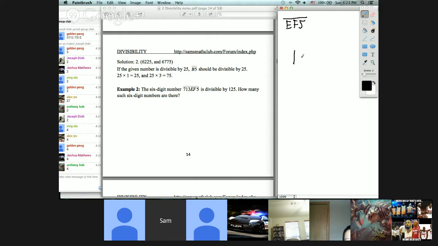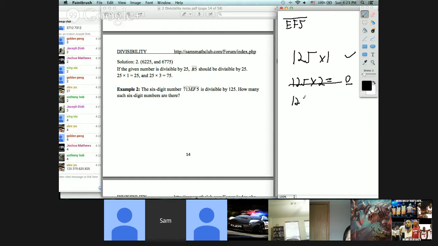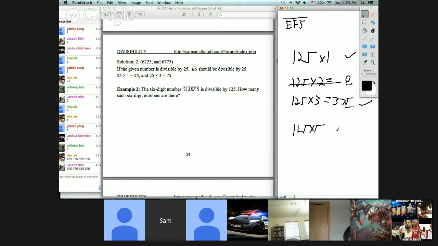So for example, 125 would work here, and that's 125 times 1. This works. Another one would be 125 times 2. However, this has 0 as the last digit, so this does not work. Then 125 times 3 equals 375. It has 5 as the last digit, so this works as well. And then 125 times 5 will have 5 as the last digit, so this works as well.